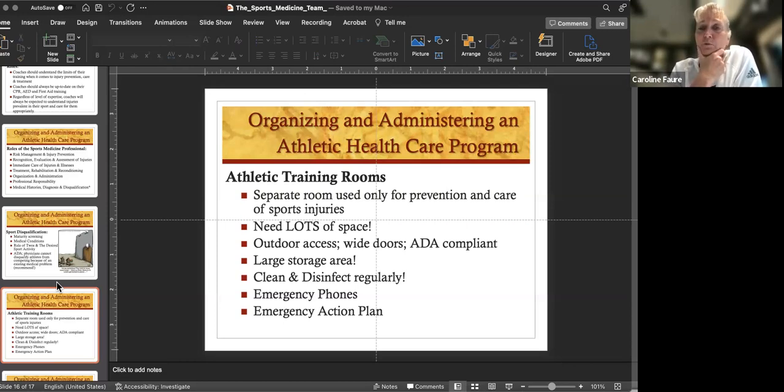Wide doors are also another thing. Think about kids that are going to be on crutches and be an extra wide load, being able to navigate, and also ambulance EMS personnel trying to get into the athletic training room and navigate through those hallways or into that room with their gurney. So wide doors are always really good. Emergency action plan, we'll talk about that in module 8.